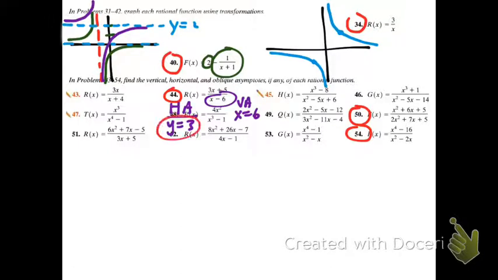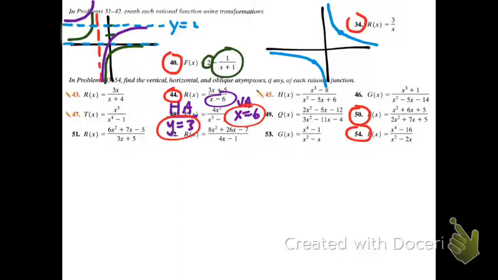Never, ever, ever just say 3 like I just did. And never just say 6 for the vertical asymptote, because if you just say 6 and 3, how do we know which ones you're talking about? Horizontal and vertical asymptotes always come in the form of an equation. Okay, so let's do this.